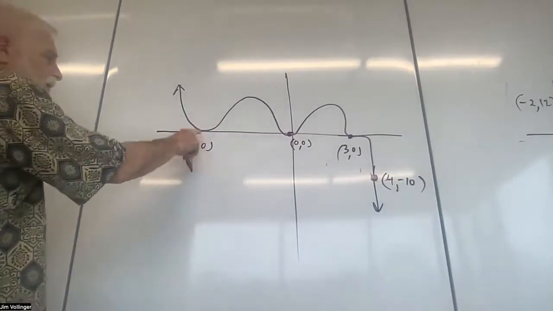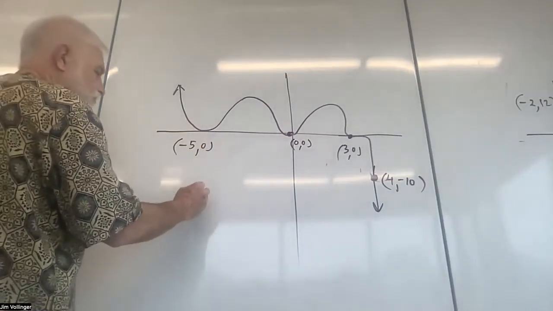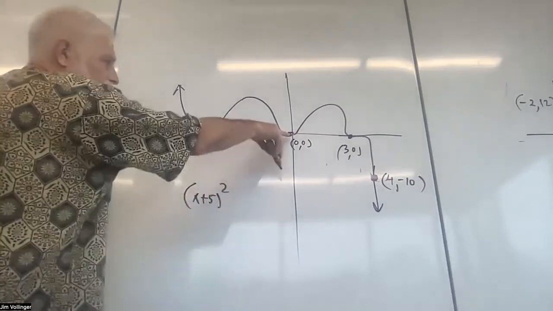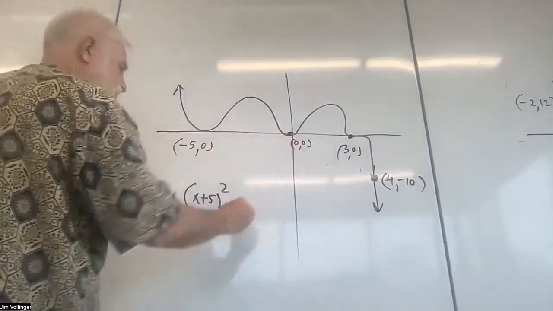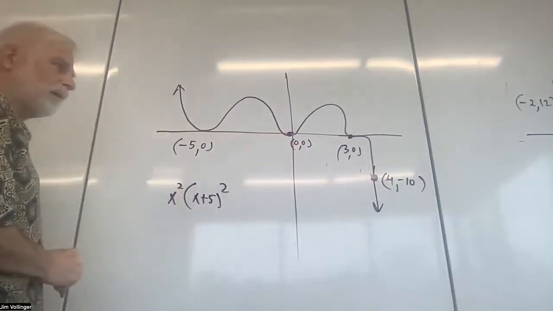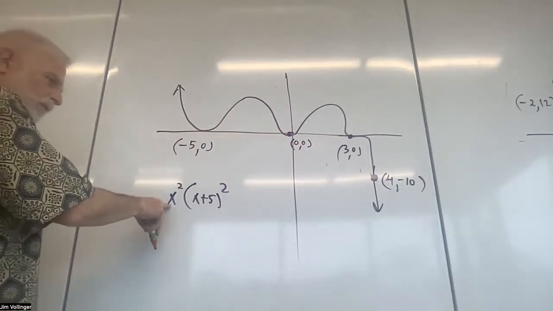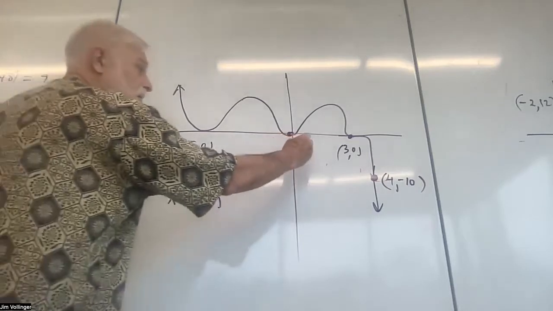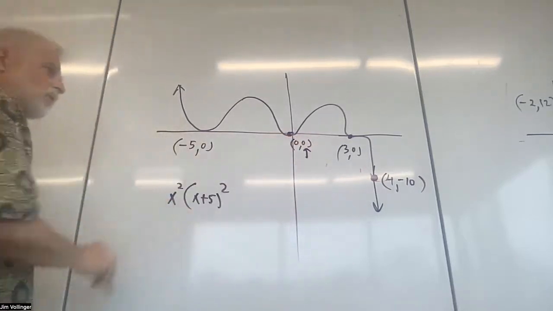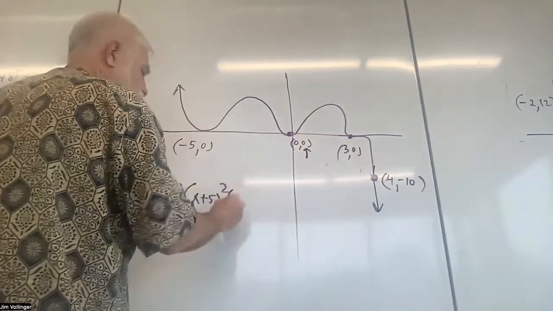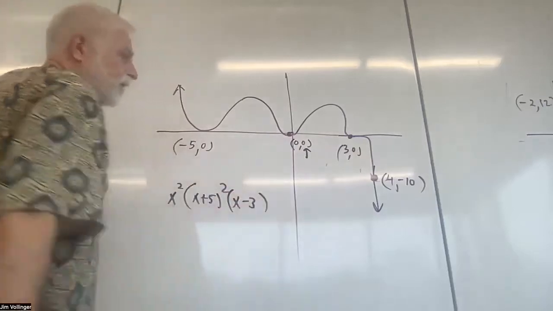All right, so minus 50 looks like a quadratic root. X plus 5 squared. That looks like a quadratic root. X squared. I'm going to put the x squared there. What do you get if you put a 0 in? 0 times anything is 0. Yeah, so that seems to work. 3 gets us a 0, and that looks like a linear root, right?